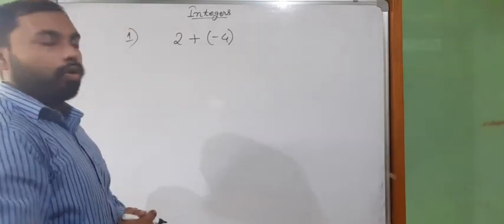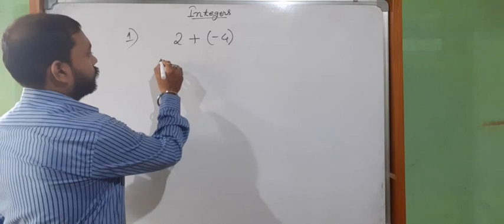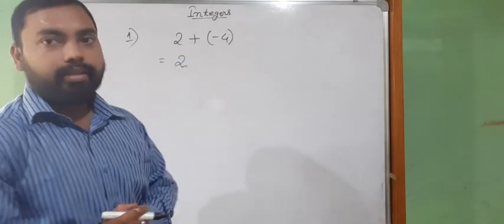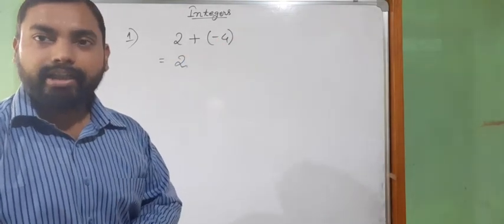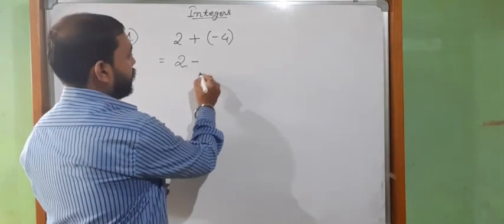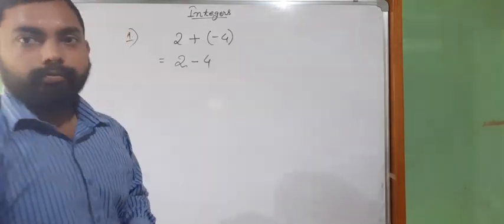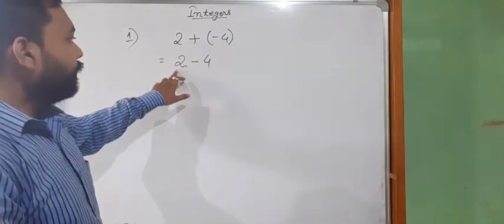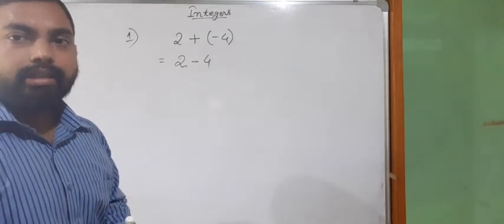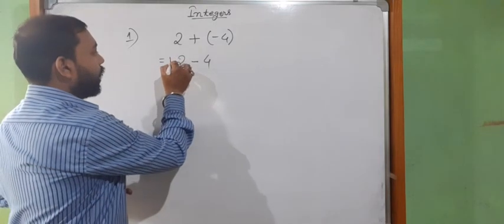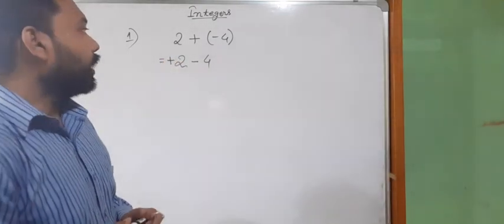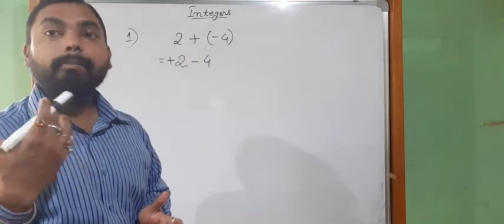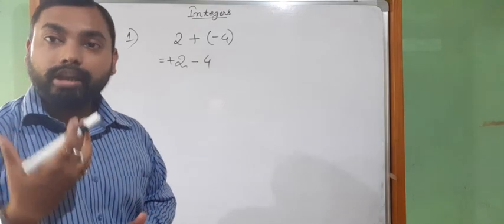Now 2 we have written, plus and minus. So according to the formula, plus and minus is minus. So you write minus and this 4. Now see, I have written here 2. Before this 2, no sign is there. If no sign is there, that means a plus sign is there. Now again use the formula: plus minus means minus, so that means we have to subtract.